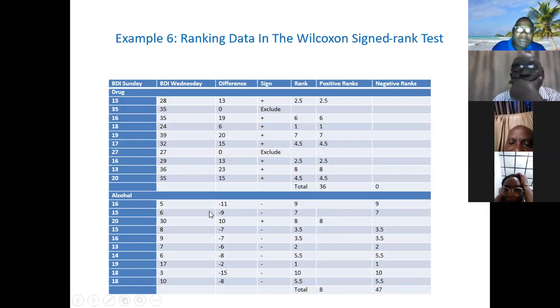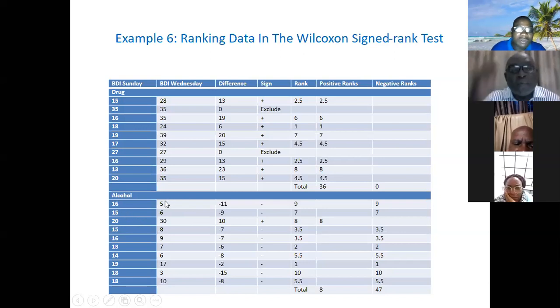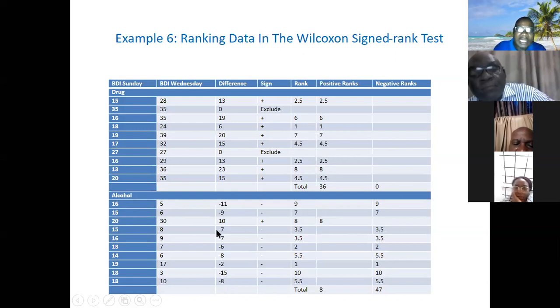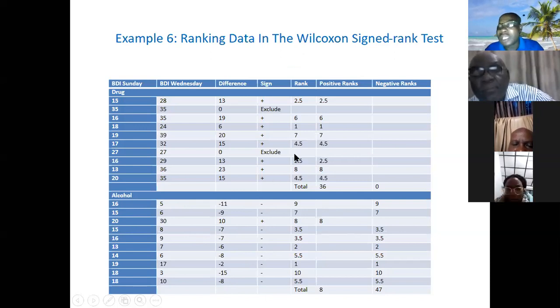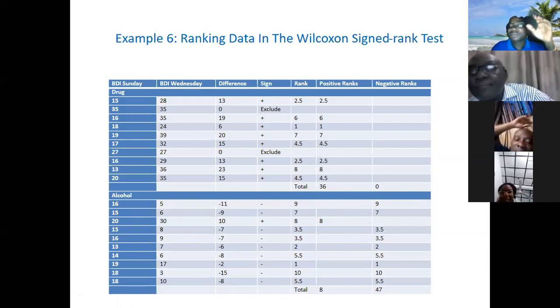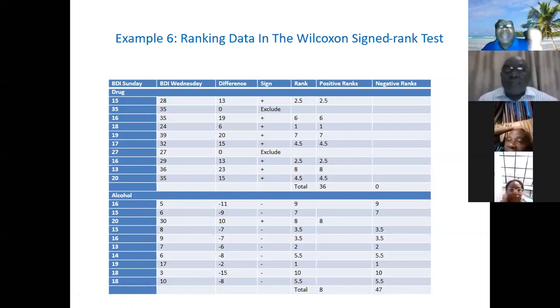But if you come to alcohol, some are positive, some are negative. Can you see? When you remove this Sunday from Wednesday, this one, 16 minus 5 minus 16, it will give you minus 11. All those ones where this one is bigger will give a minus, but all those where this one is smaller will give you plus. So you now separate them: minus, minus, plus, plus. That is where you carry the name, you get the sign. By minusing, you are able to give sign to each of them.